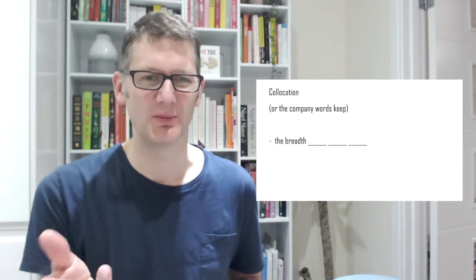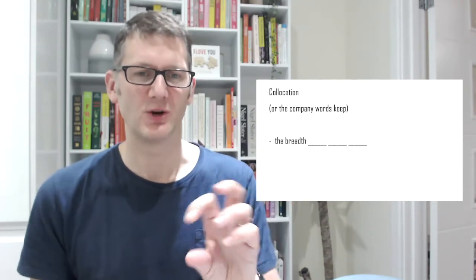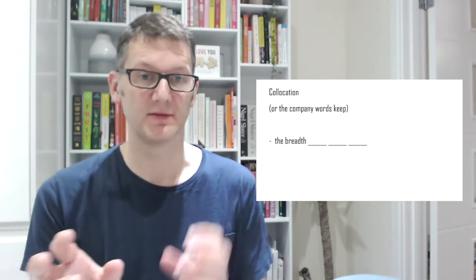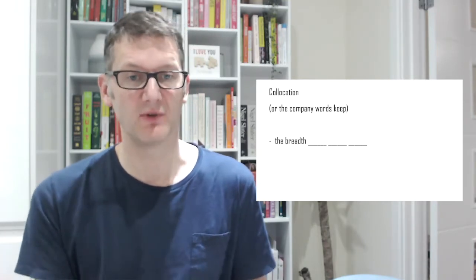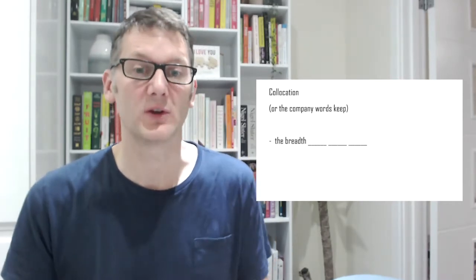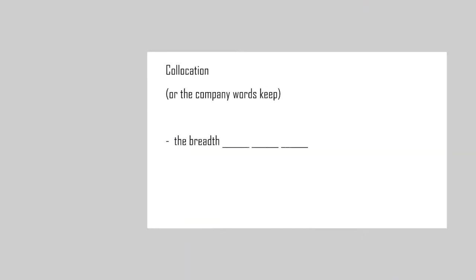Like if you see the word bicycle, you'll probably see the word ride nearby. And you'll probably never see the word drive next to the word bicycle, because we say ride a bicycle, but we don't say drive a bicycle. Why not? Well, this is collocation.